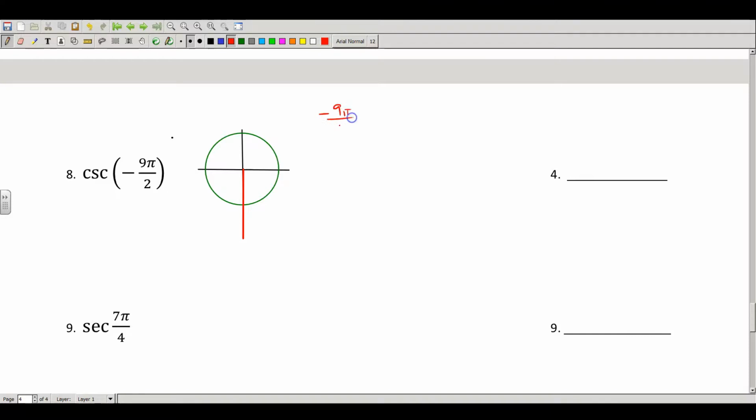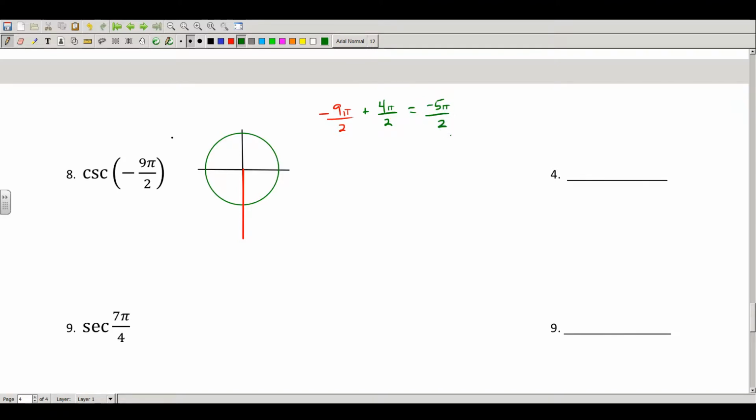If you want to go the coterminal route, as discussed before, I need to find an angle on the unit circle that I have memorized. Well, then let's just keep adding 2π to this. So negative 9/2, I could say plus 2π, or plus 4/2 π, right? Common denominators. So that would give me negative 5π over 2.